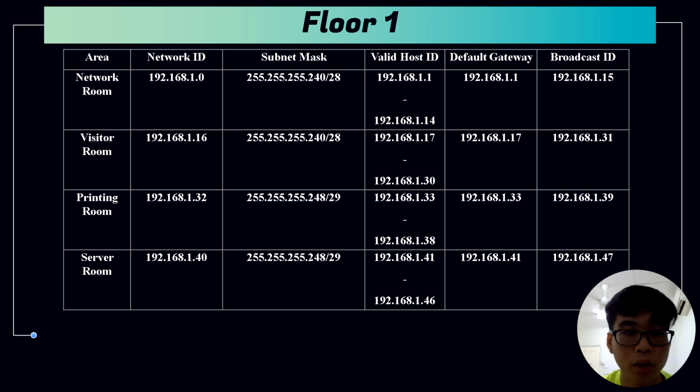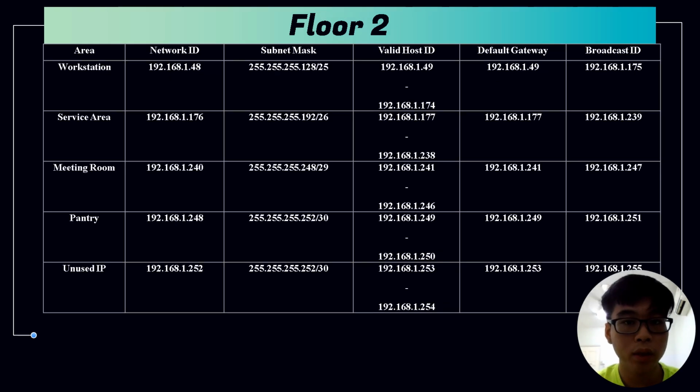Floor 1 has 4 subnets using 2 different subnets, which are /28 and /29, providing a total of 40 usable addresses and having 2 wasted addresses. Floor 2 has 5 subnets, which are from /25, /26, /29, and /30, providing a total of 198 usable addresses and having 65 wasted addresses. All in all, our IP address scheme optimizes address utilization to minimize wastage and ensure efficient network connectivity for the company.